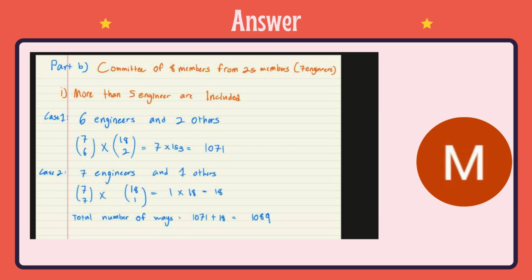Then case 2 is 7 engineers and 1 non-engineer. The number of ways to choose all 7 engineers from 7 is C(7,7), which equals 1. The number of ways of selecting one non-engineer from 18 is C(18,1), so we get 18. So 1 times 18 is 18. The total number of ways is 1071 plus 18, so 1089 ways.